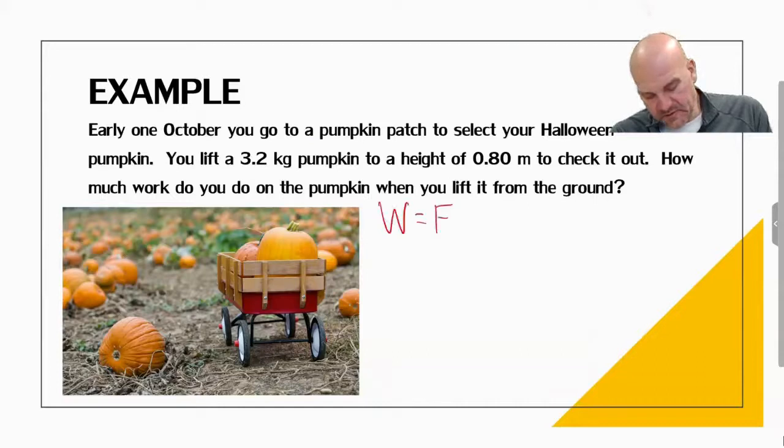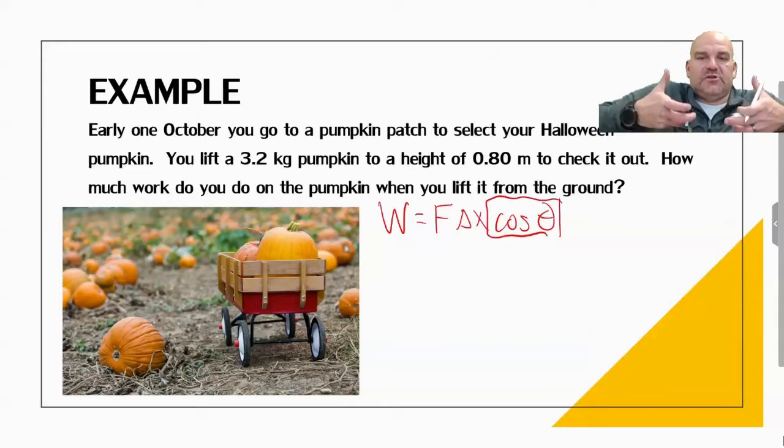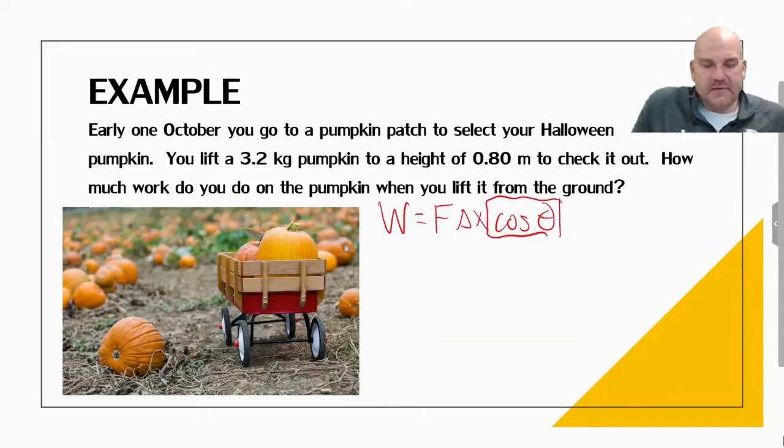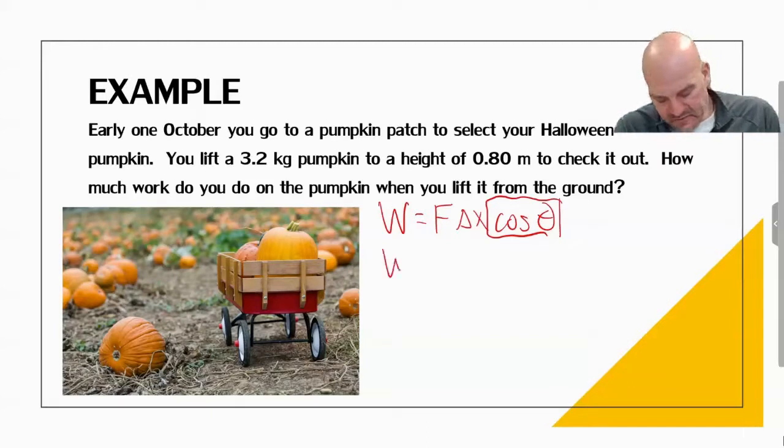So we start with the equation. Work equals F delta x cosine theta. Well, the good thing is we don't have to worry about the cosine part because we're lifting it straight up, so our force is applied in the same direction as our motion, so we can just drop it down to F delta x.